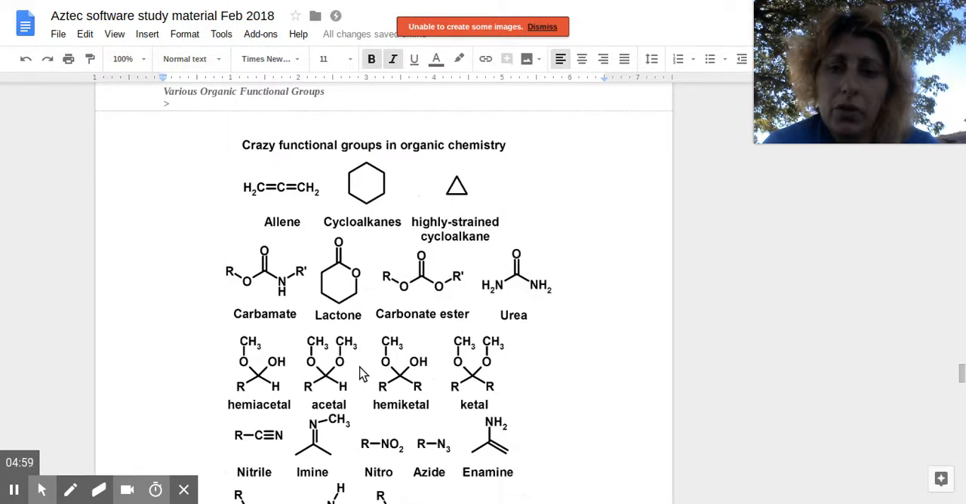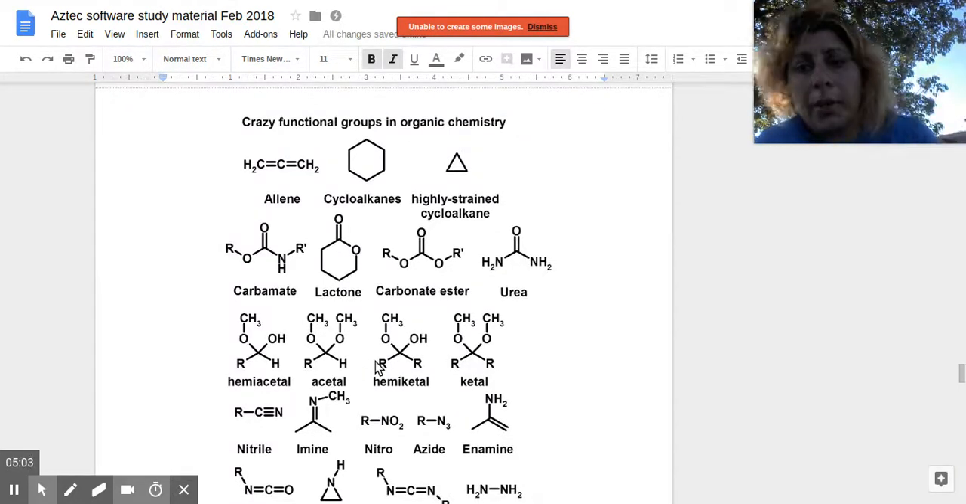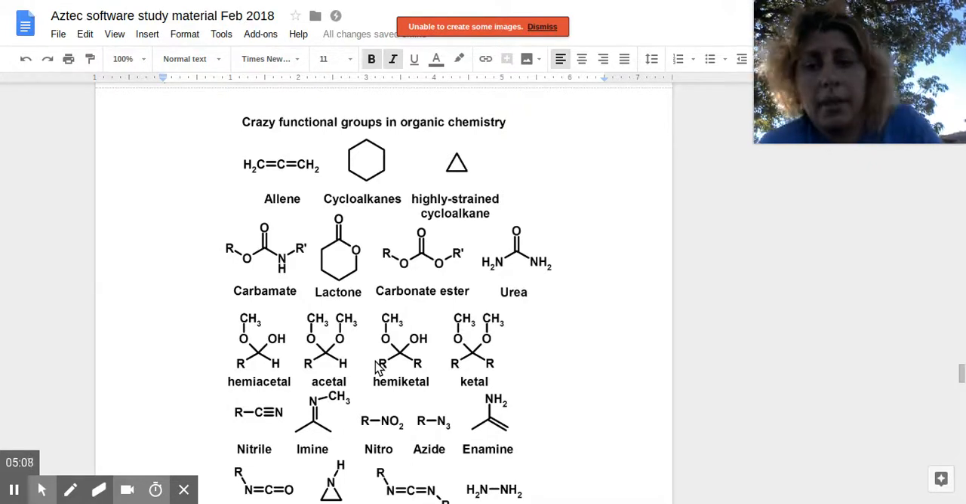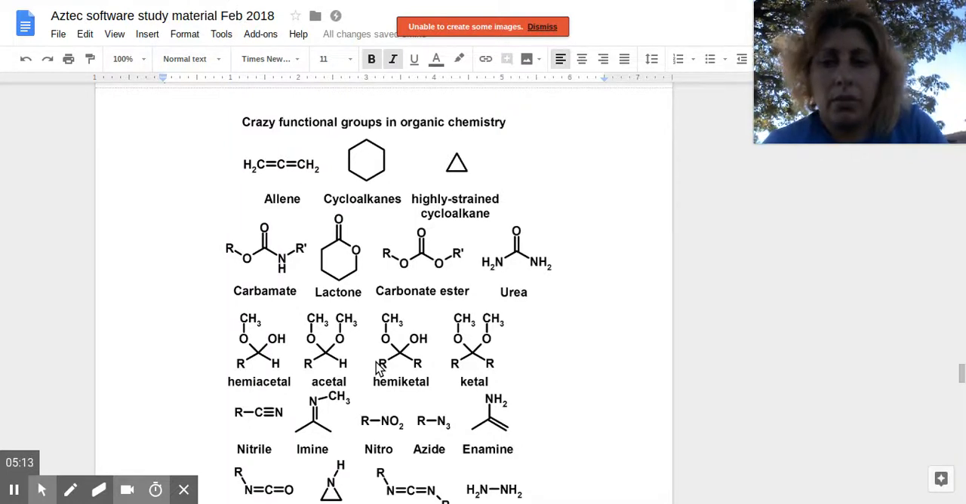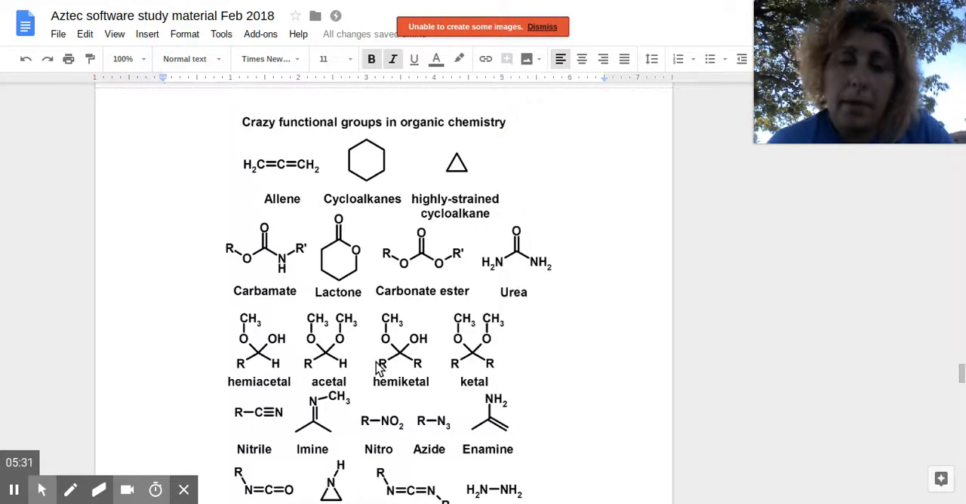Some crazy functional groups. An allene, you have a carbon in the middle, two more carbons doubly bound to that carbon, with two hydrogens, so CH2 groups. So cycloalkanes are when you have rings of 6 carbons, such as in steroid molecules, where you have 6 carbon rings making up that molecule.